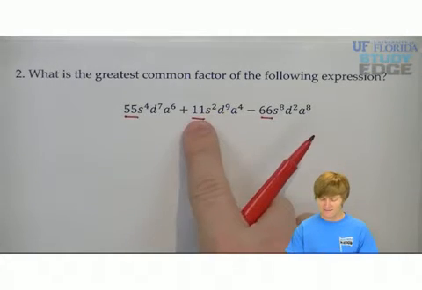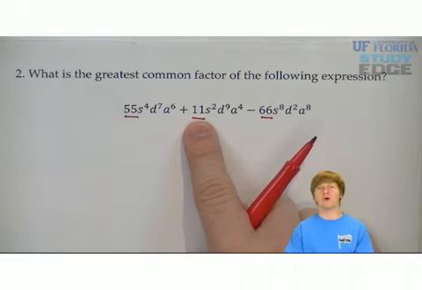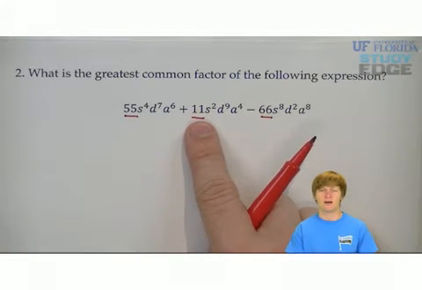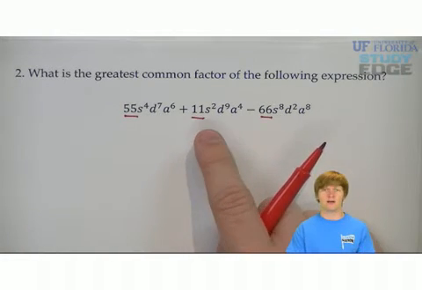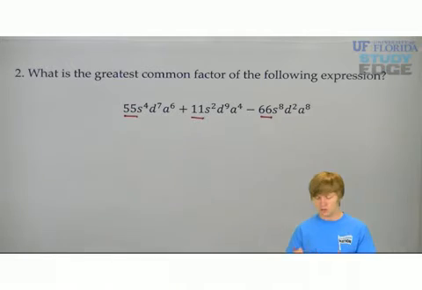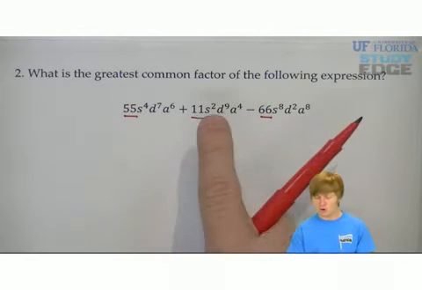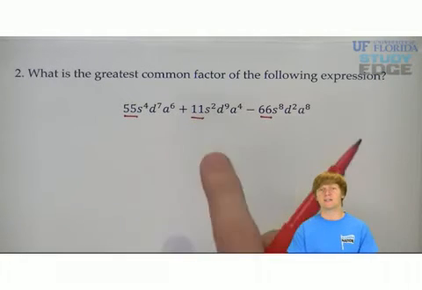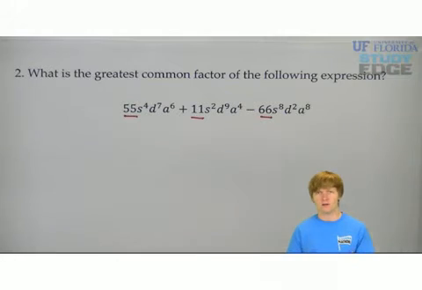All right, well, 11, that's a prime number. So there's no other number. Like 2 doesn't go into 11, 3 doesn't go into 11, 4 doesn't go into 11. So 11 is a prime number. So 11 is the only other factor besides 1 of the number 11.